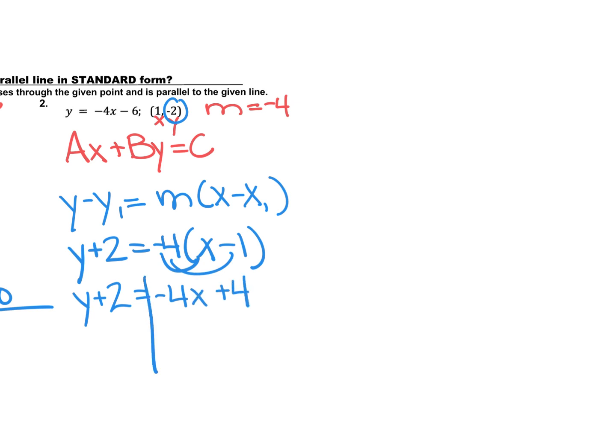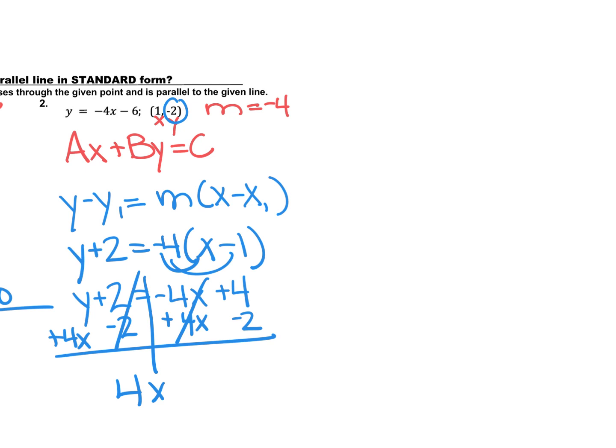Now x and y have to be on the same side, so I'm going to add the 4x and subtract the 2. This is going to cancel out and this is going to cancel out. So I'm left with 4x plus y is equal to 2. In this lesson, we took a look at how to write different equations that are parallel to a line.